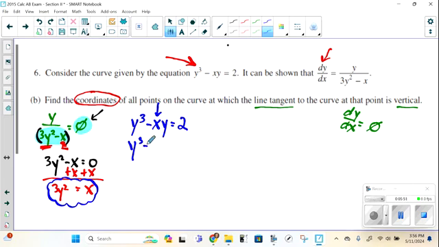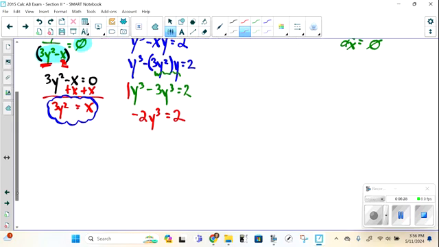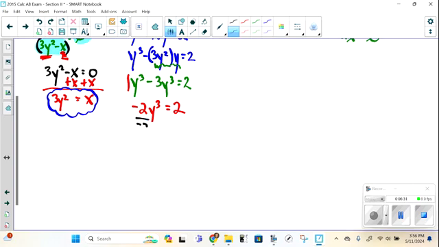y cubed minus 3y squared, that's x, times y equals 2. All right, well, before I combine, why don't I at least multiply these two together? So I've got y cubed minus 3y cubed equals 2. Okay, now we're going someplace. Now I can combine 1y cubed minus 3y cubed. That's going to give me negative 2y cubed equals 2. Now let's keep going. Divide by negative 2.